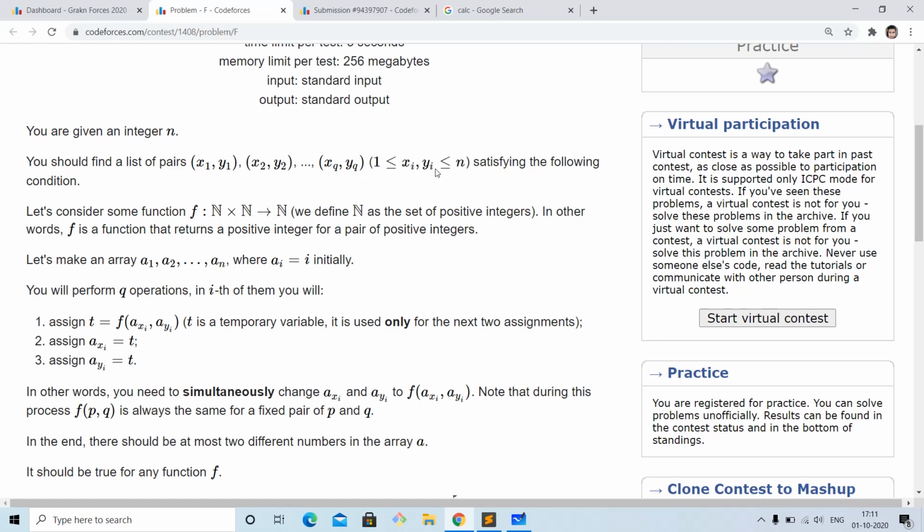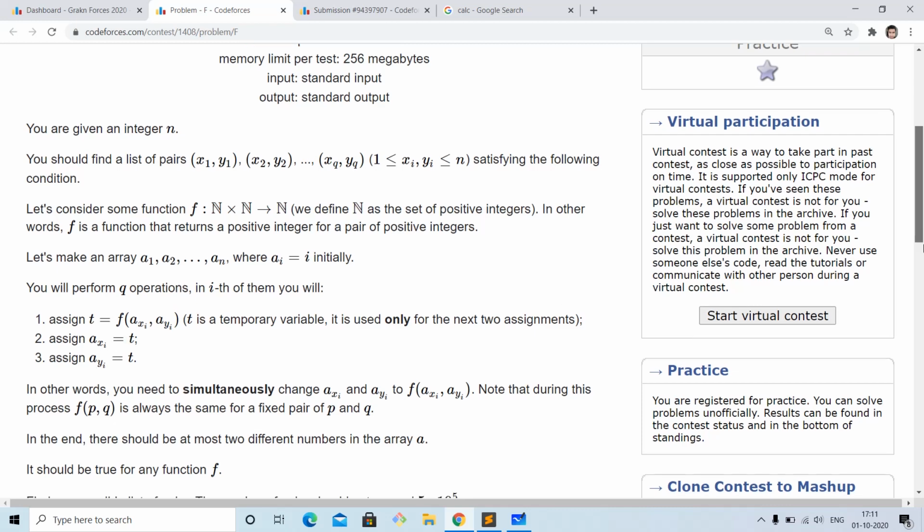yq, such that xi, yi is from 1 to n, and they satisfy this condition: when we apply this f, which is a mapping, to each of the pairs, it will return one number, and we will assign this number back to those pairs. Here we can see that we will apply this mapping on axi and ayi, and whatever the result is, we will assign this result to axi and ayi.